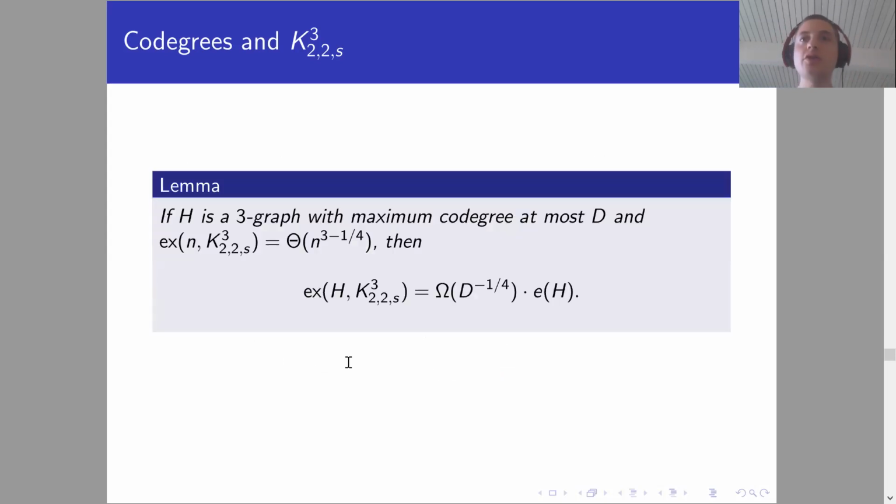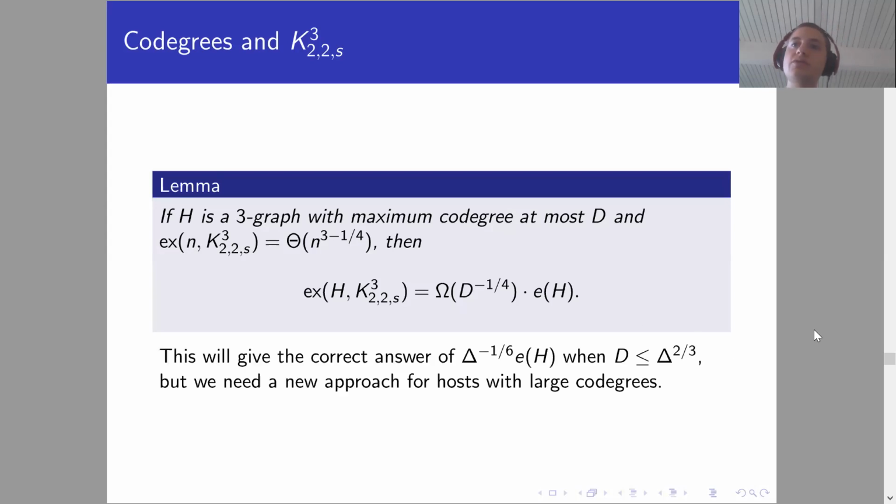So again, if you follow these computations through to the end, you'll get the following lemma, which says that if you have maximum codegree at most D, and if we happen to know the classical Turan number is this function here, then you'll get a lower bound of this form. And in particular, if you want to prove a lower bound of the form delta to the minus 1/6, then this will work as long as D is not too large, in particular if it's not larger than delta to the 2/3.